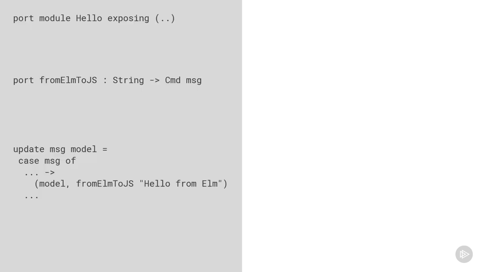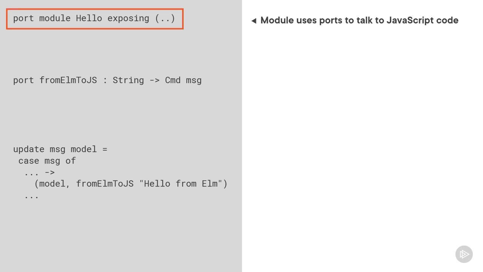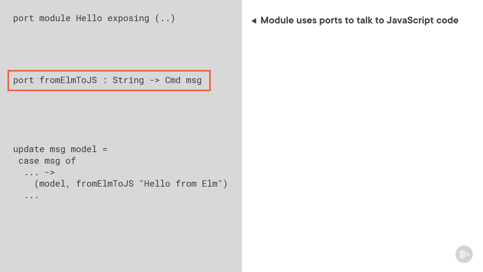Here are the 3 steps to add a new port to Elm code. First, add the port keyword to the module definition, which signals this module is going to talk to JavaScript code. Second, define a new port by using the port keyword. This new port is named fromElmToJS to make the data flow direction very clear. The port definition looks like a function. It expects a string value as input and returns a generic command.